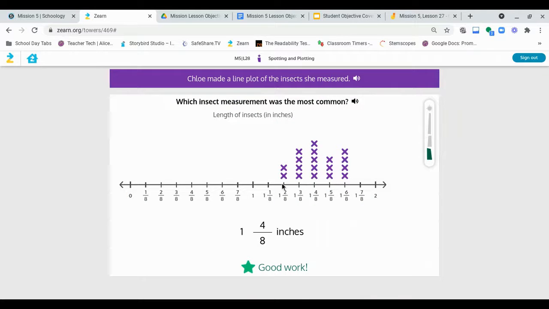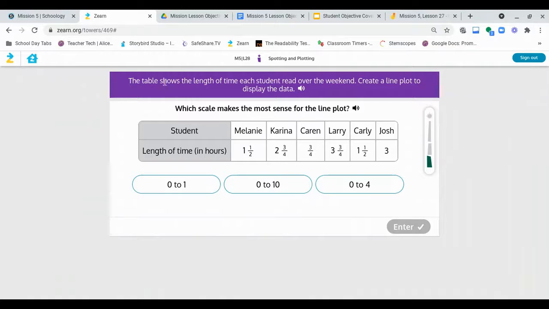Keep climbing. Okay, for the second step, it says the table shows the length of time each student read over the weekend. We are now going to create a line plot to display the data. It asks us, which scale makes the most sense for the line plot? So we have the students: Melanie, Karina, Karen, Larry, Carly, and Josh, and the length of time in hours they spent reading over the weekend.